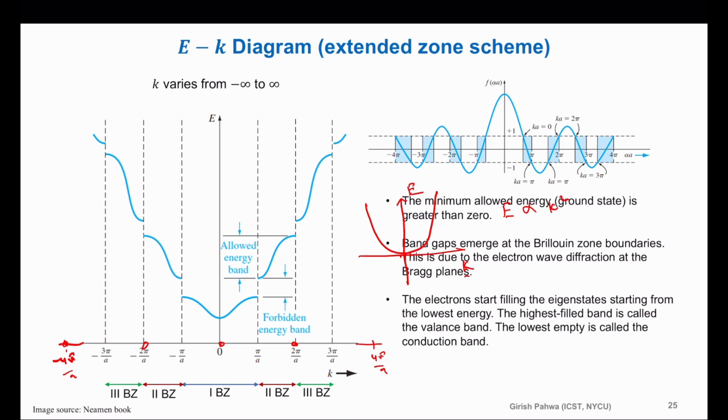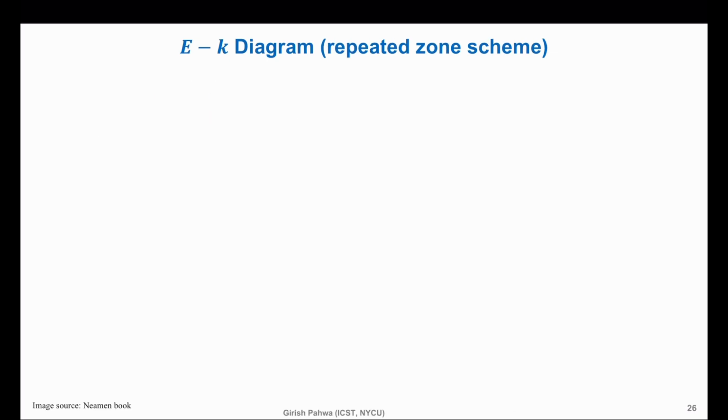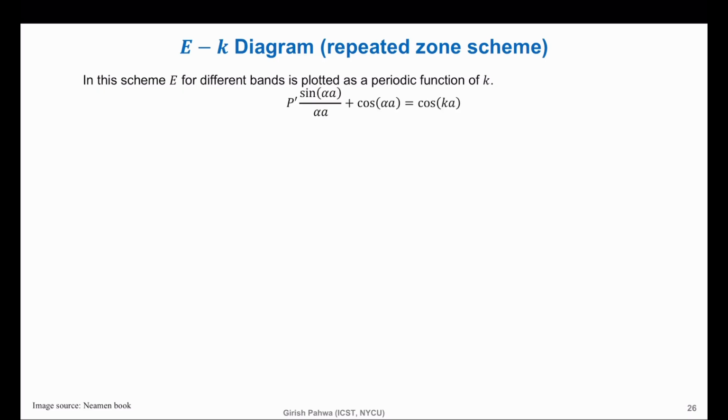Okay, so let's quickly also see the other two schemes. The E-k diagram, repeated zone scheme. We have already seen the extended zone scheme, but let me show you the repeated zone scheme. What we have is this, and I know that it's a cos function, so it's a periodic function, correct? What's the period here? Some 2 pi by a.